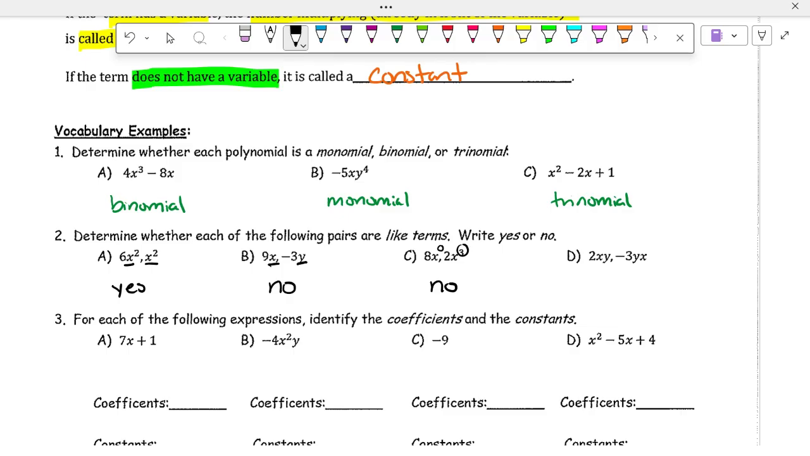Not distributive. Nope. It's the commutative property of multiplication. It means that whatever you're multiplying, order doesn't matter. So technically speaking, these are like terms. All right. Because you can easily rearrange negative 3yx to 3xy and it'll be the exact same thing. So yes, they are like terms.